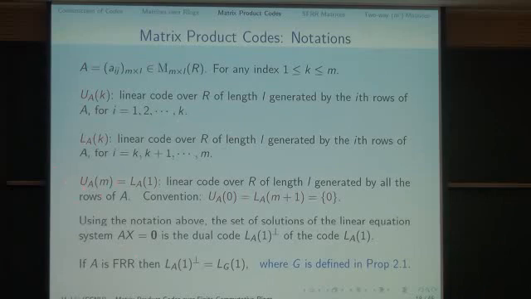So it is easy to find that U_A(M) is equal to L_A(0), and for convenience we let U_A(0) be just the zero code, and L_A(M) is also 0. So using the notation above, we can find that the set of solutions of the linear equation system AX equals 0 is the dual code of L_A(0). And if A is full rank, then this holds, where G is the matrix we just defined in Proposition 2.1.